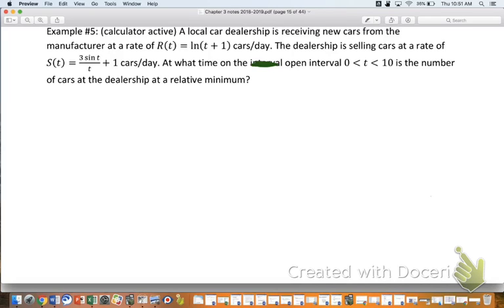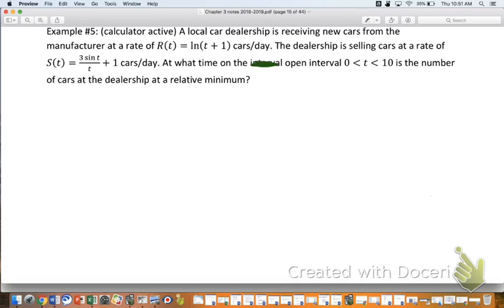So over a 10-day span, on what day would they have the lowest number of cars at the dealership? Okay, that makes sense? So maybe that would be a day. If they could quantify this and say, okay, we think this is going to happen, maybe that would be the day when they would ask the manufacturer, hey, we would like to have more cars on that day to change this equation. Does that make sense?